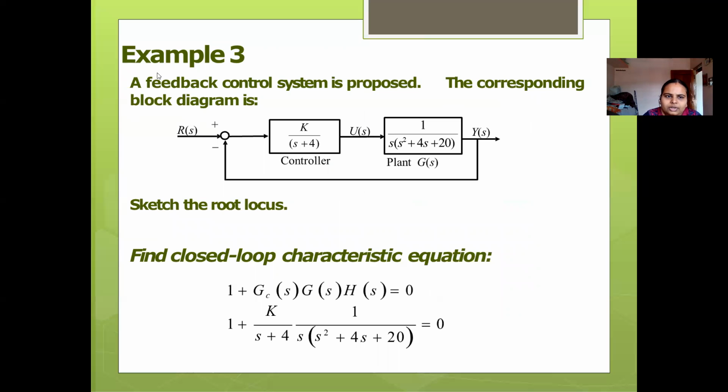In the same way, for example 3, again with different techniques, a feedback control system is given.